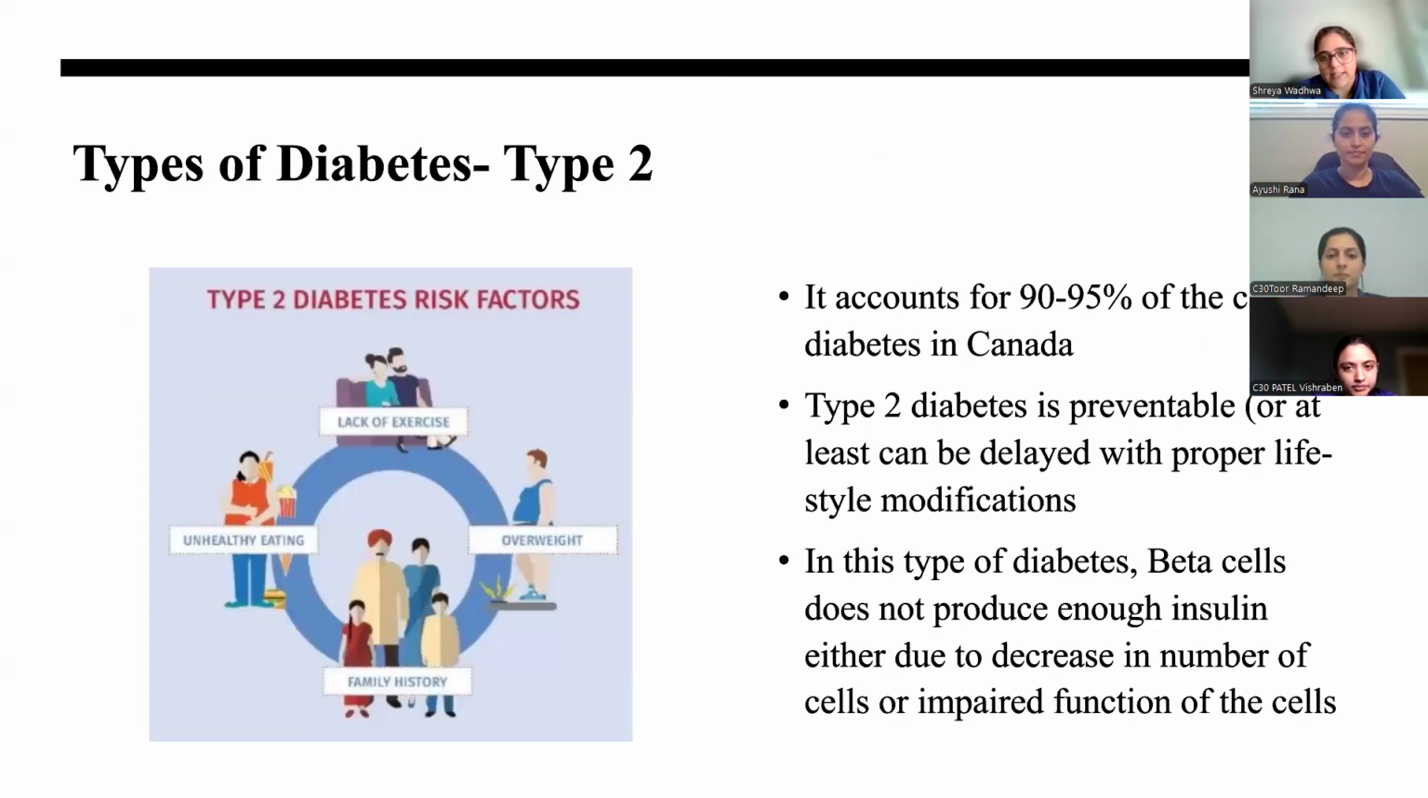Type 2 diabetes. It accounts for 90 to 95% of the cases of diabetes in Canada. Type 2 diabetes is preventable or at least can be delayed with proper lifestyle modifications. In this type of diabetes, beta cells do not produce enough insulin either due to a decrease in the number of cells or impaired function of the cells.